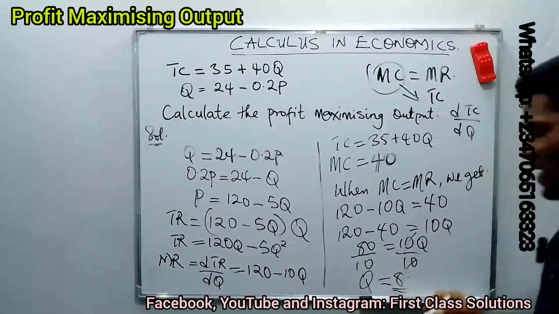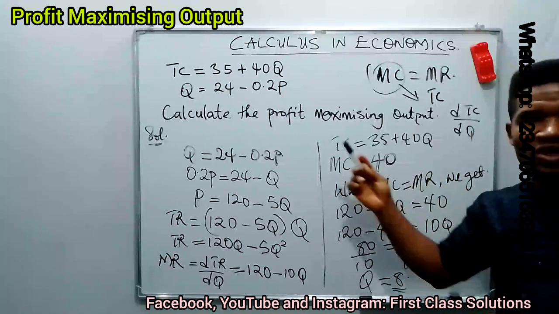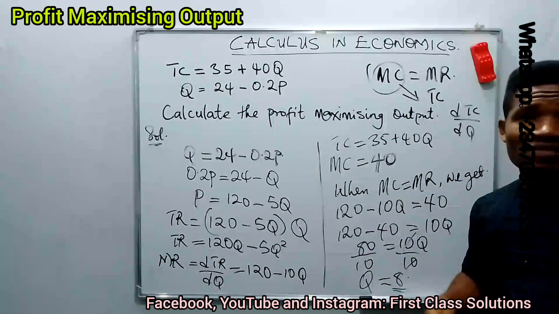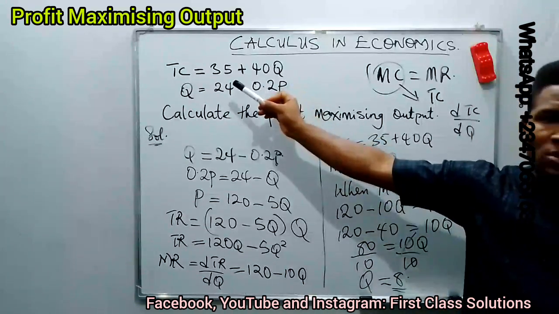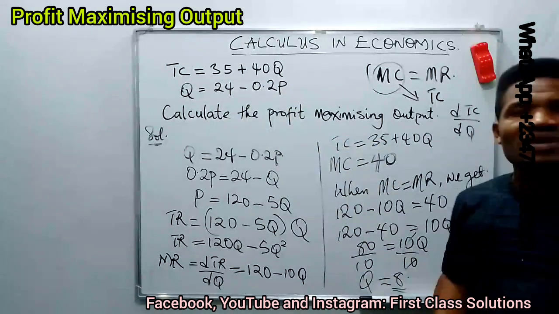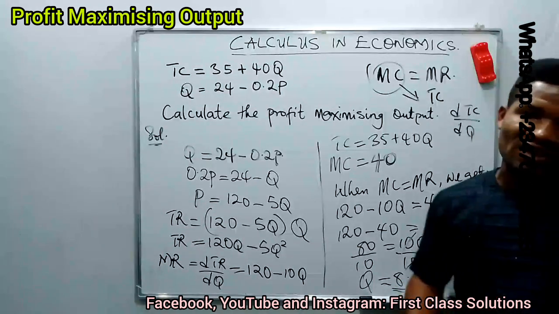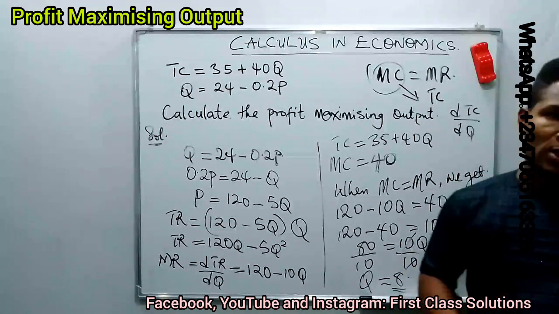So this implies that the profit maximizing output for this firm, let's say the firm is any firm that you want to think about that has this total cost and this demand function, it means that the profit maximizing output of that firm will be 8 units of the firm's product.